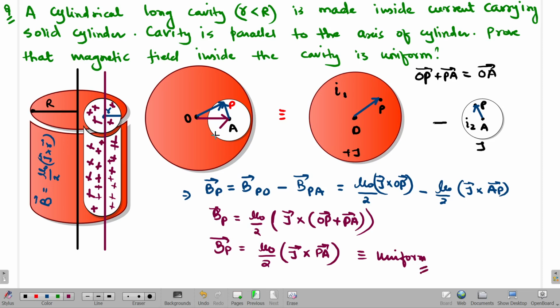And let's suppose the distance between the centers is A, then the magnetic field at any point inside the cavity is simply mu naught Ja by 2.